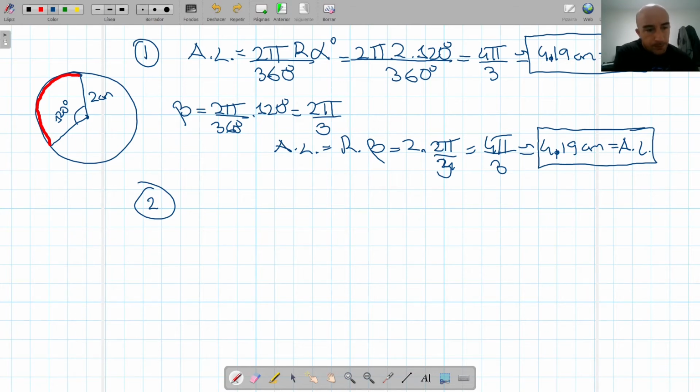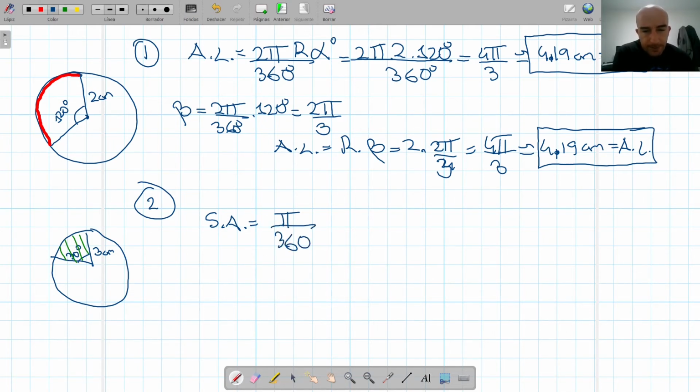So now we have, let's say, 30 degrees and 3 centimeters, okay? And we're asked for this sector area. So we need to know the sector area. Again, if we remember the formula in degrees, that was 2 pi, pi, because it was the angle divided by 2, okay? So now it's pi divided by 360 multiplied by r squared and the angle. So that's pi times 9, times 30, divided by 360.